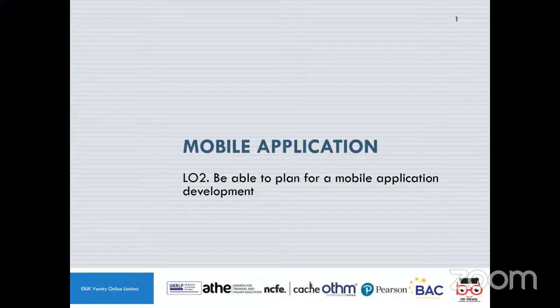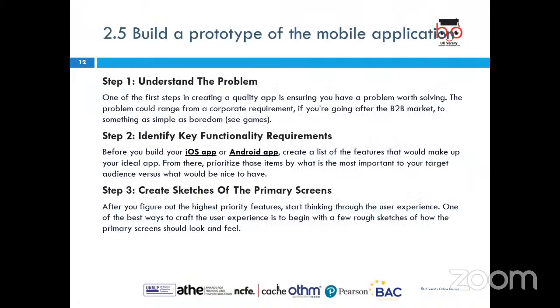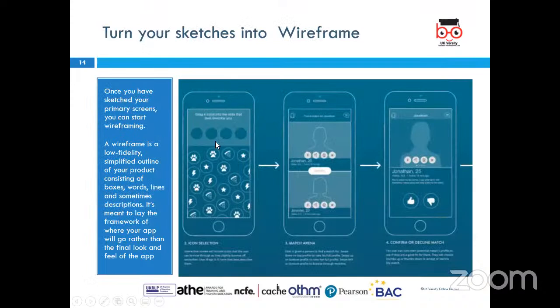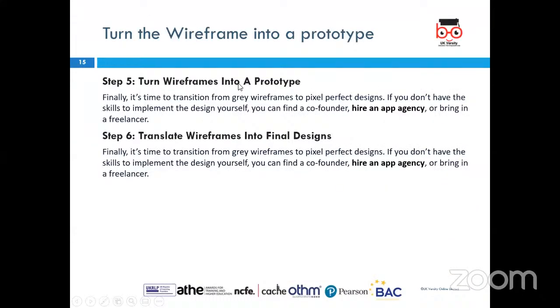So coming back to our presentation, when it comes to building a prototype, there are several steps which were introduced in the video. So we have to understand the program. We create a report with the relevant information we need. Identify key functionality requirements, so the key features and the secondary features. Create a sketch of a primary scene, which we're going to create on our PowerPoint or with Figma. And after that, we'll create several pages of our mobile application. And then we have to turn wireframes into a prototype. Then once we've done that, we translate our wireframe into our final design.